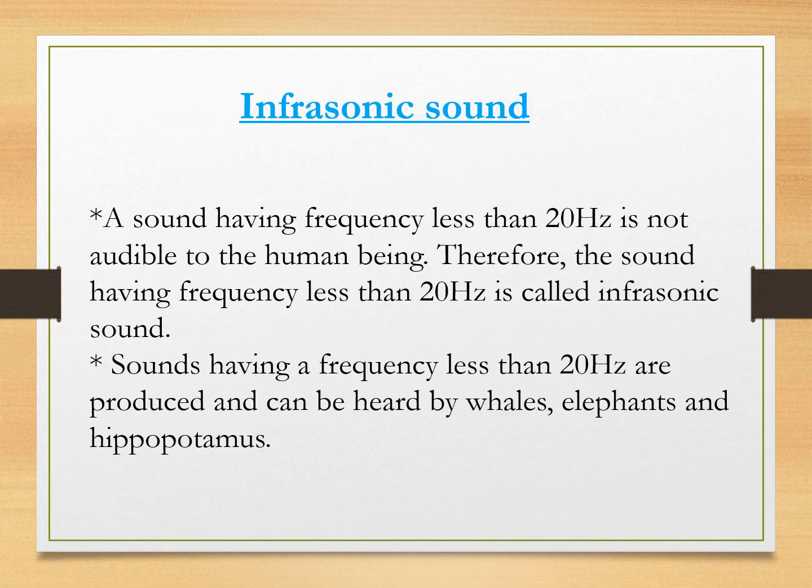Next point is infrasonic sound. What is infrasonic sound? A sound having frequency less than 20 Hz is not audible. Just now we have discussed that we can hear between 20 Hz to 20,000 Hz. So less than 20 Hz is infrasonic sound, which is not audible to human beings. Therefore, the sound having frequency less than 20 Hz is called infrasonic sound. And sounds having frequency less than 20 Hz are produced and can be heard by whales, elephants and hippopotamus.